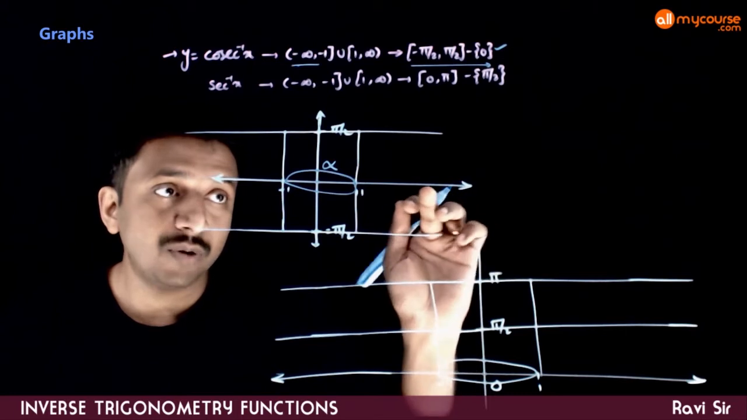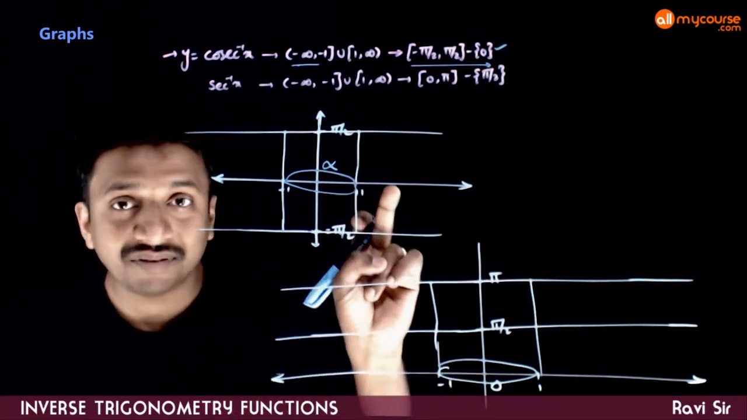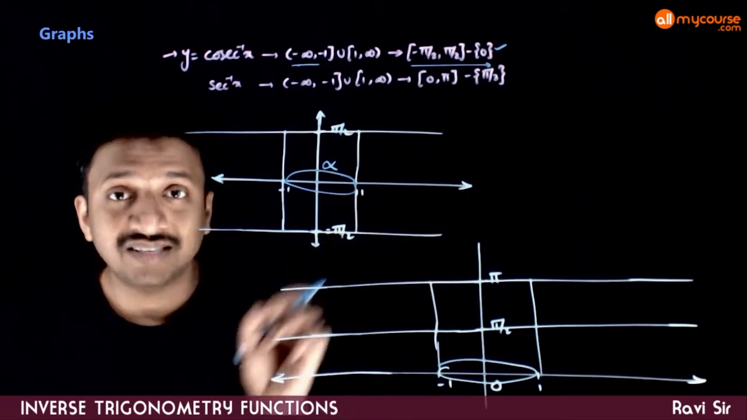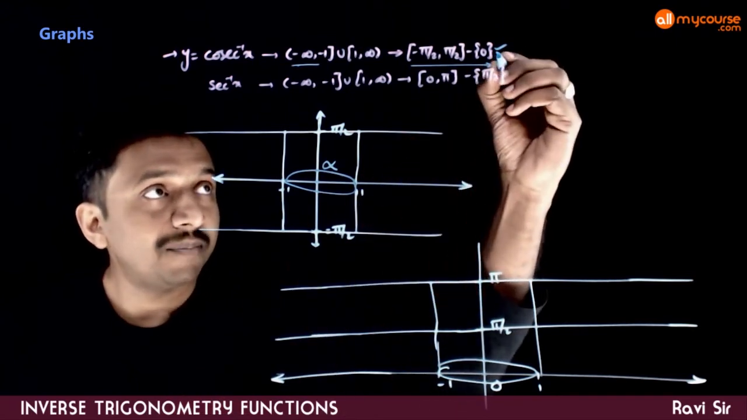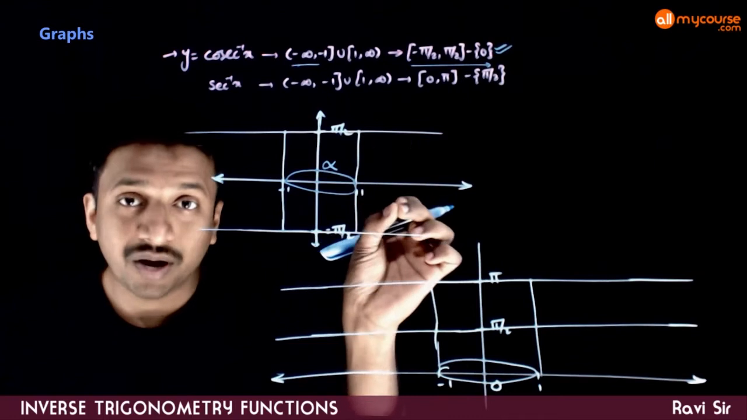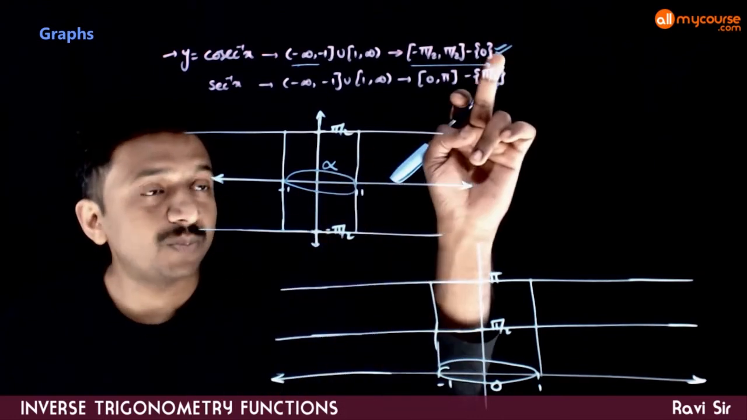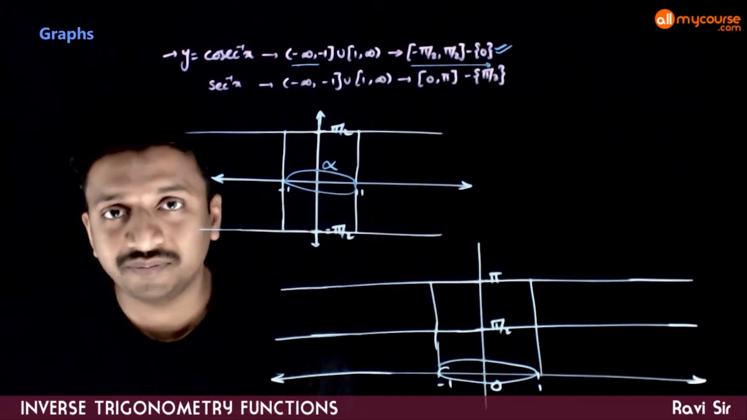So y is equal to 0 corresponds to the x-axis. That means the graph meets the x-axis asymptotically. Whatever number is not there, that is the point where the graph meets asymptotically. So corresponding to y is equal to 0, that is the x-axis, the curve meets asymptotically.